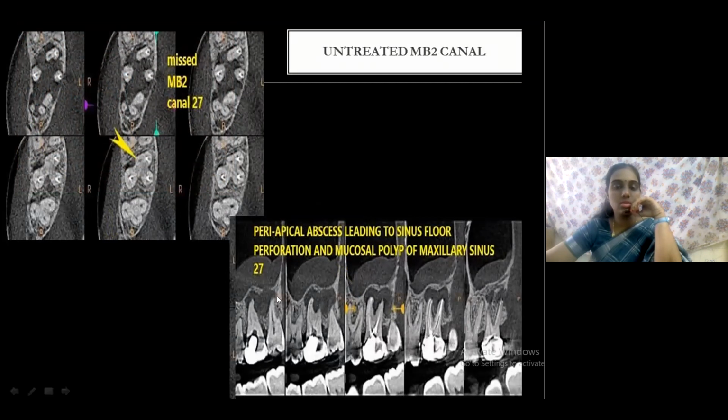Yes, this is a case of missed MB2 canal in relation to the upper molar, left upper molar, which is causing a periapical lesion, and also there's perforation of the floor of the maxillary sinus, and then there is some mucosal polyp in the maxillary sinus. It is an odontogenic cause for maxillary sinusitis.